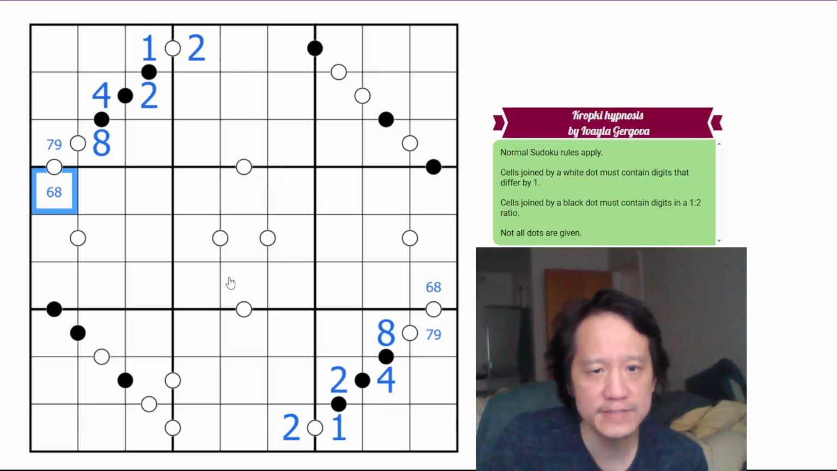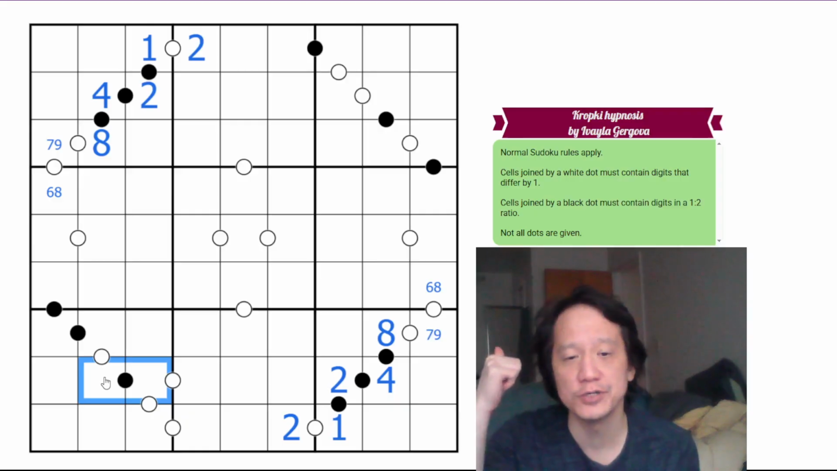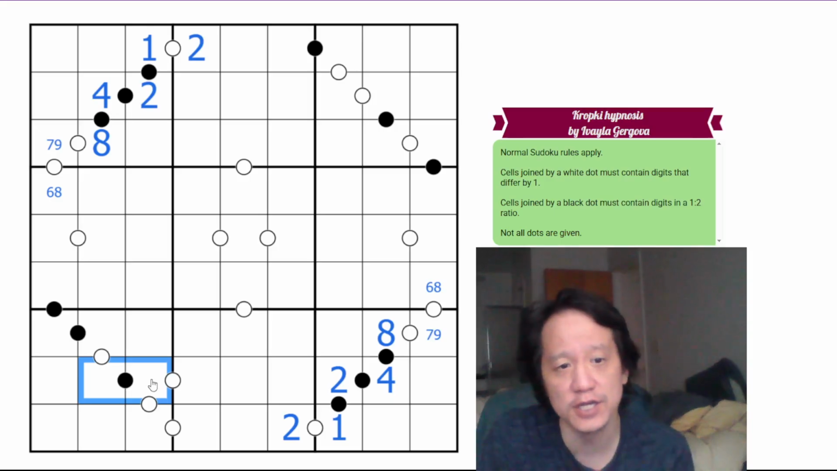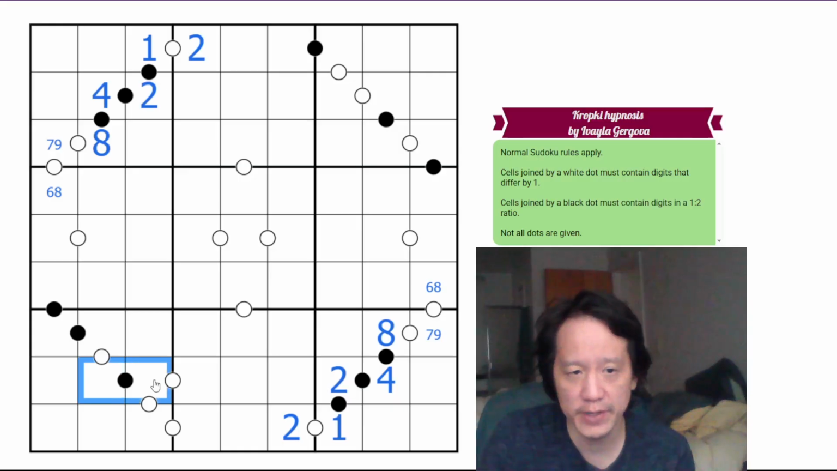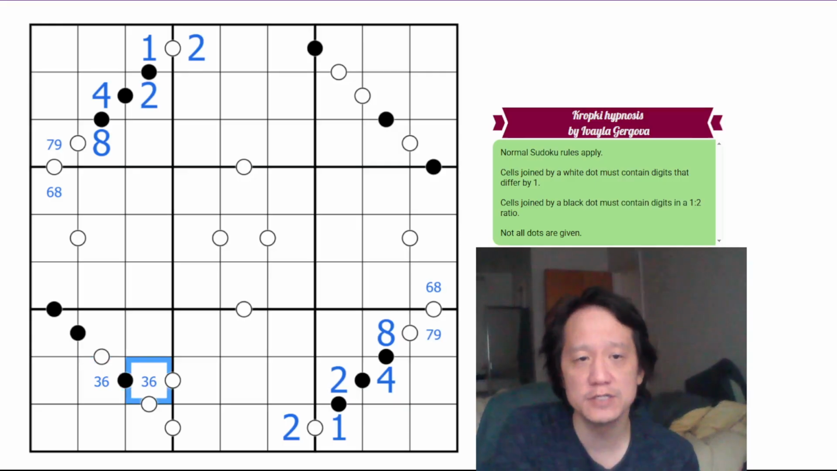Okay, let's see. Neither of these can contain 2 or 4, because if they did, well, we have a 2 or 4 pair in the row. So that eliminates 1, 2 as a pair with a 1 to 2 ratio, 2, 4, and 4, 8. What are the only remaining digits, then, that can be in a 1 to 2 ratio in this pair? It must be 3 and 6. So 3 and 6 are here.